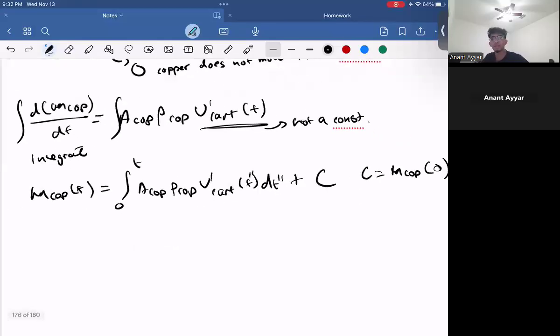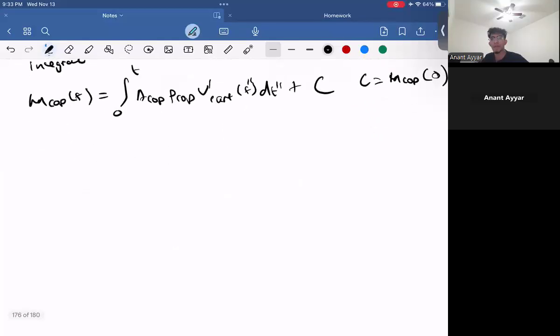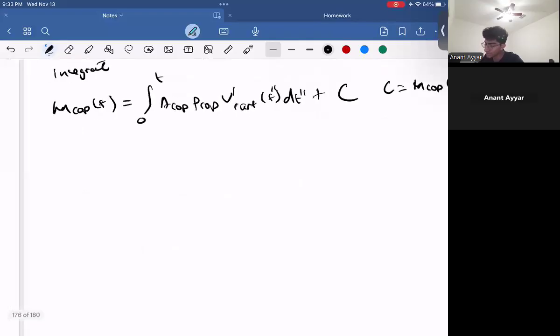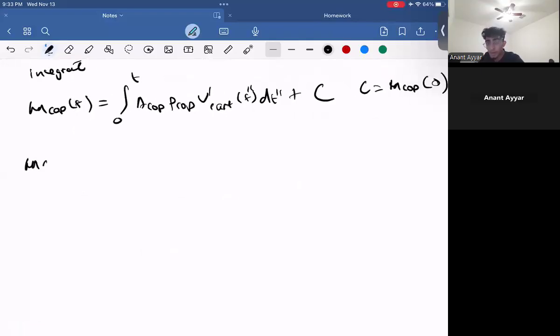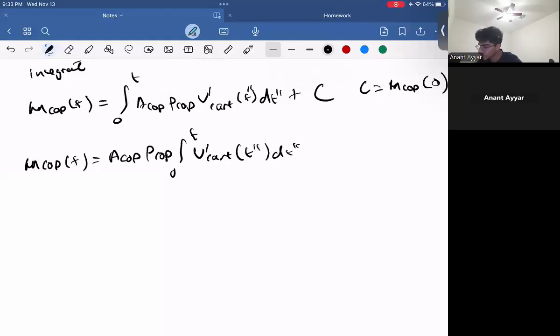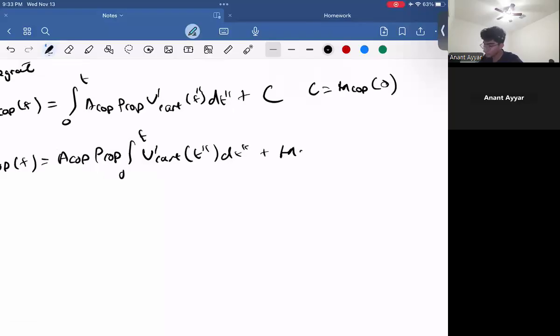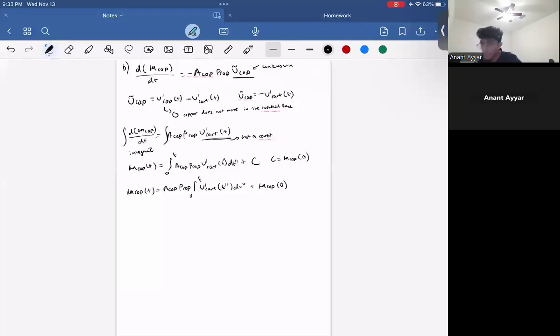Okay. And that's basically the entire thing. We can also remove this a and rho out of the equation, or out of the integral, because they're constants. So you basically get m cop t is equal to a cop rho cop, integral 0 to t of v prime of the cart with these little dummy variables, plus m cop 0. Okay, so that is the answer to our second, to part B.